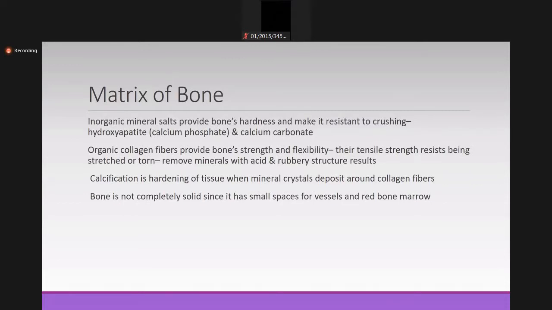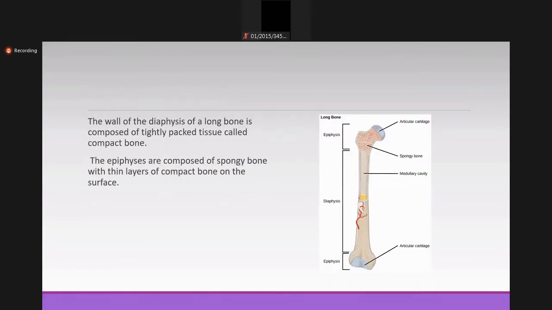The bone is not a hard or completely solid structure, it's not the hardest structure, because you have certain spaces. So a trauma can cause a breakage in the bone. The spaces are for the passage of the vessels and the bone marrow. So the wall of the diaphysis of the long bone is composed of tightly packed tissue called the compact bone. The epiphyses are composed of spongy bone with thin layers of the compact bone present on the surface of the bone.